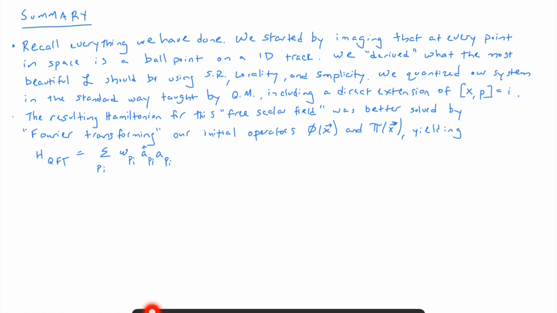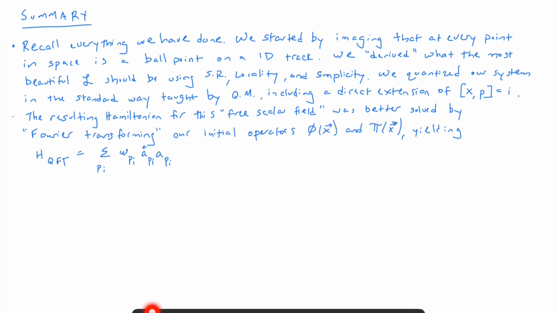These ideas help describe more realistic particles that we are familiar with, like electrons. But for now, just for mathematical simplicity, we're just doing the free scalar field. This explains a lot of the big ideas about quantum field theory. The resulting Hamiltonian for this free scalar field was better solved in another way.